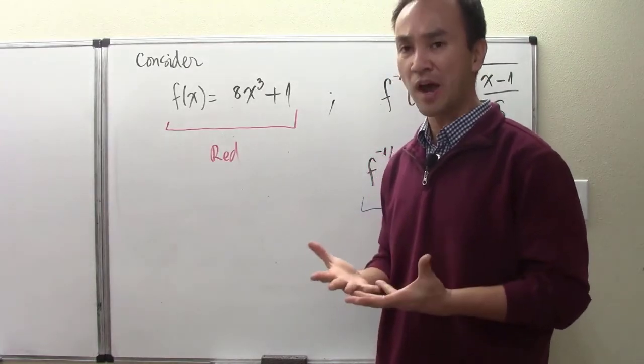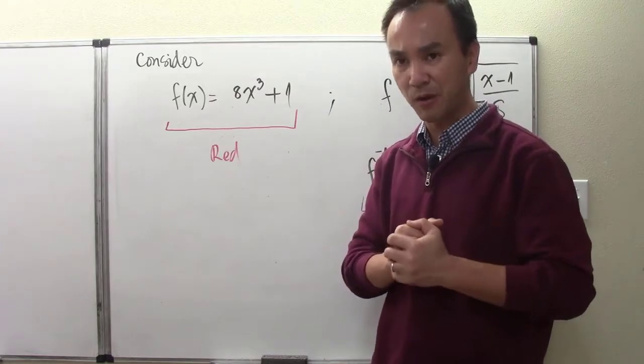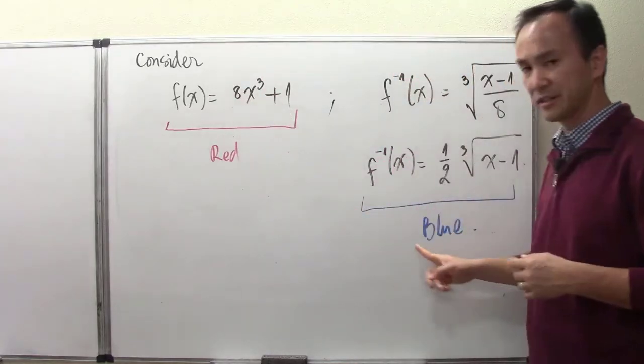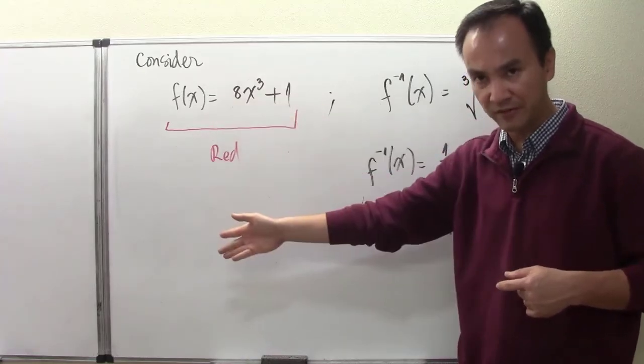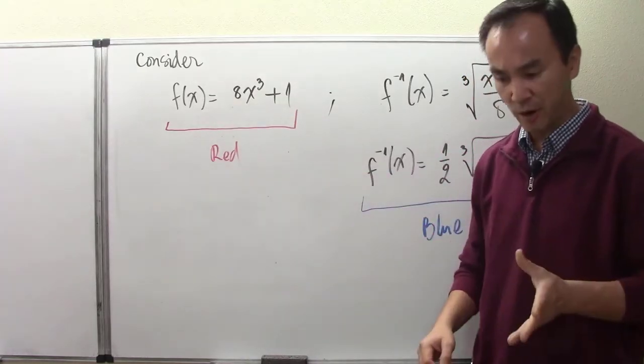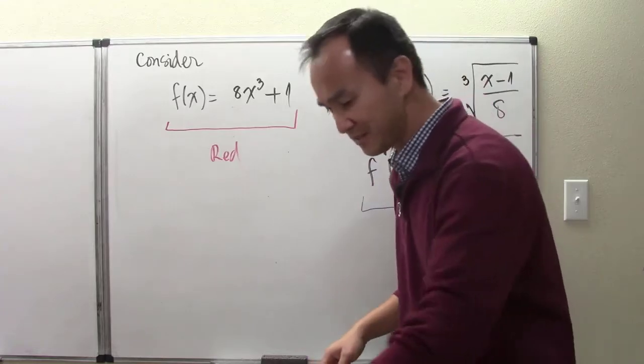And so in that way, knowing this property that the graph of the inverse is the reflection of the graph in red right here through the 45-degree line will be a tremendous help. So now let's make that note down. Let's write down that note right there.